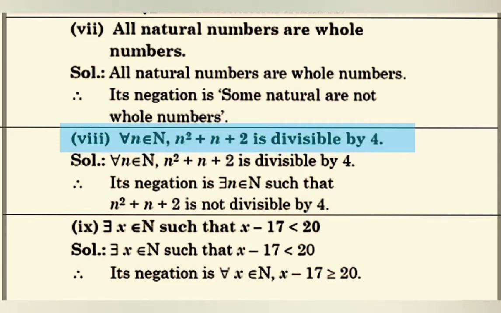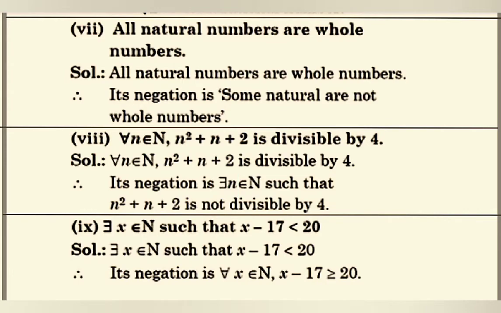Let's see, the next question is, for all n belongs to N, n square plus n plus 2 is divisible by 4. Solution: first, write the given statement as it is, and its negation is this symbol for all is replaced by there exists, meaning there exists n belongs to N such that n square plus n plus 2 is not divisible by 4. Only write the negative word here, it is not divisible by 4, and remember this symbol is changed to this there exists.